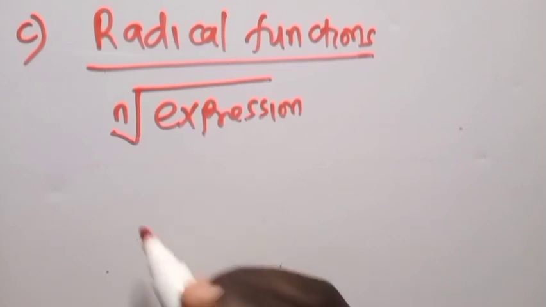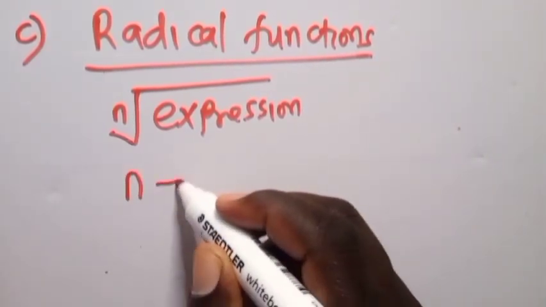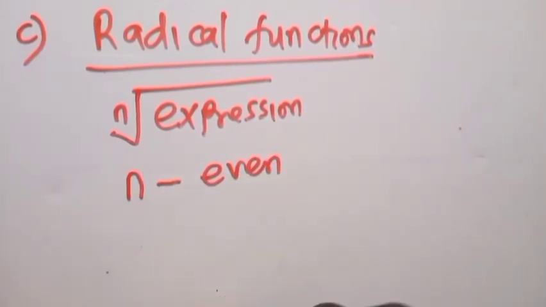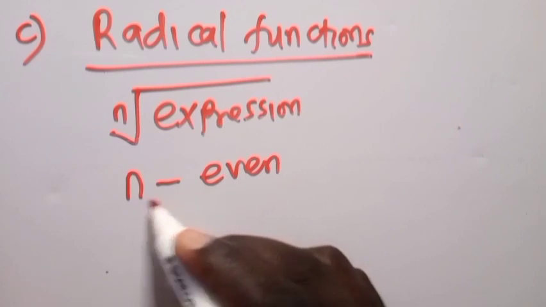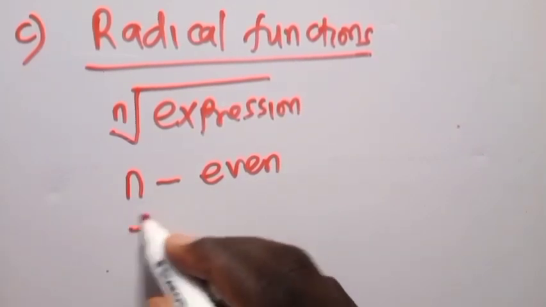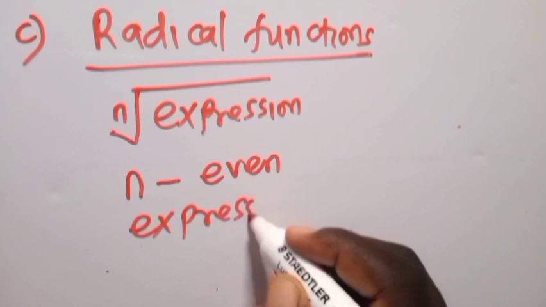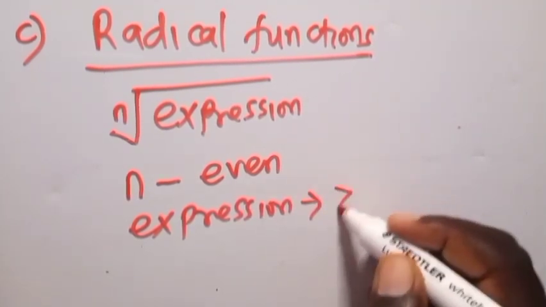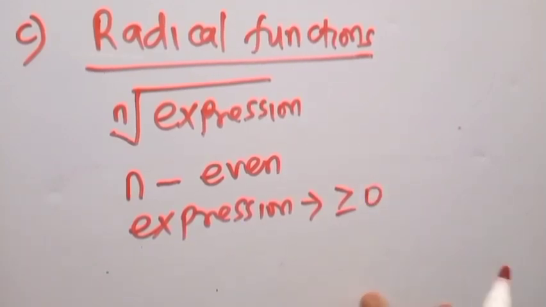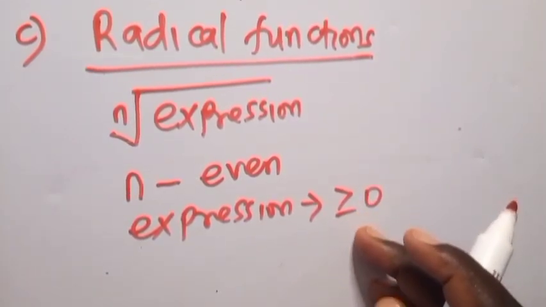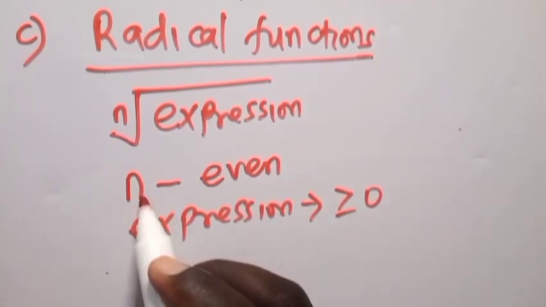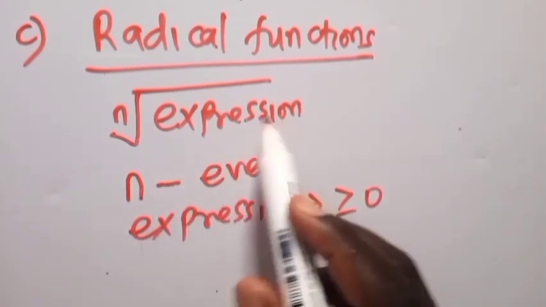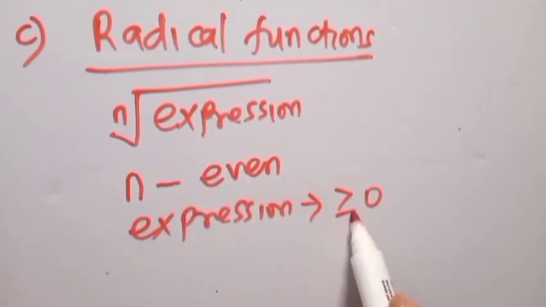Secondly, if the index, that is n, is even, for example, square root, fourth root, sixth root, and so forth, then the expression that is inside the root sign must be greater than or equal to 0. That is what I mean. If n is even, that is the index is even, then the expression that is inside the root sign must be greater than or equal to 0.